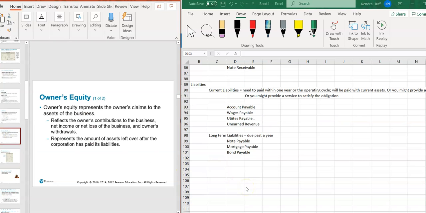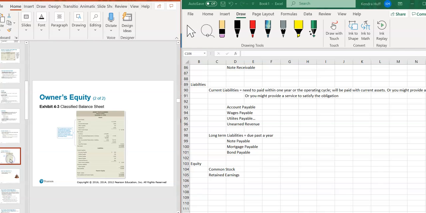And then equity stays the same. We're not changing anything with the equity. For us, we'll be doing common stock and retained earnings. We will add to this later, but not in this chapter. And that is that. Here they give you an example of a classified balance sheet. So you might want to look it over, and we will be doing one in the exercises.